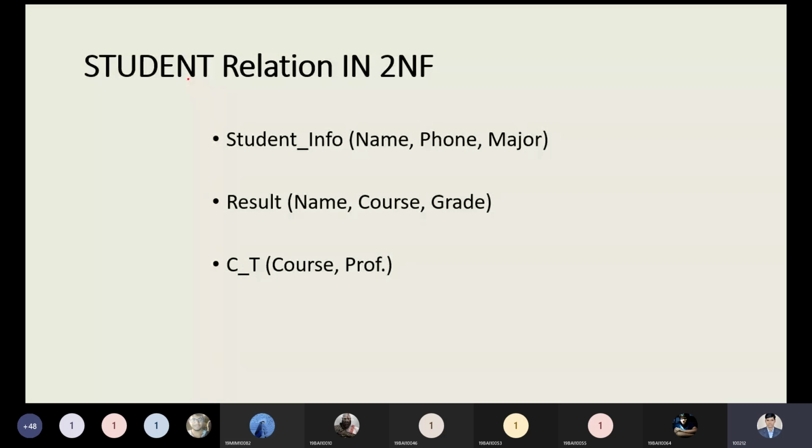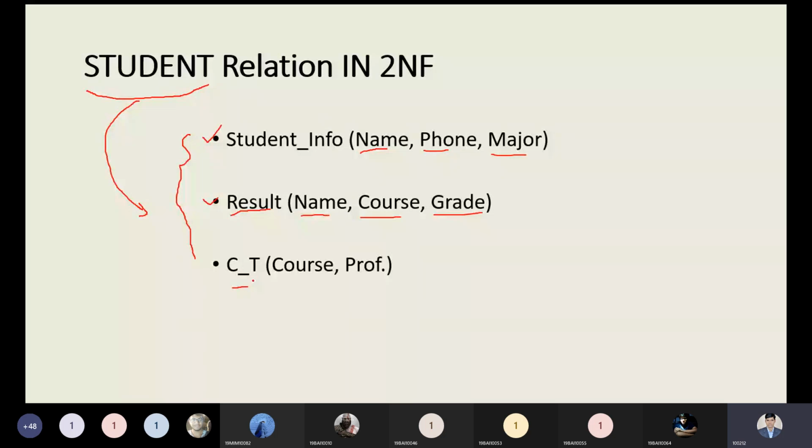Okay, so student relation in second normal form we can do, there is no problem. So we have the student information: name, phone number, major. There is one relation showing over here, student information, and it contains name, phone, and major. Next we have the relation coming from the student information, and here we have name, course and grade. Next we have the CT, which means course and teacher, so it is given over here as one relation, course and professor. After applying the decomposition, it is found that non-key attributes depend on the key attributes. Now see, is it applicable over here?